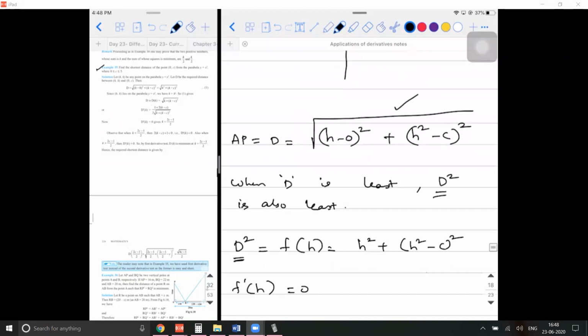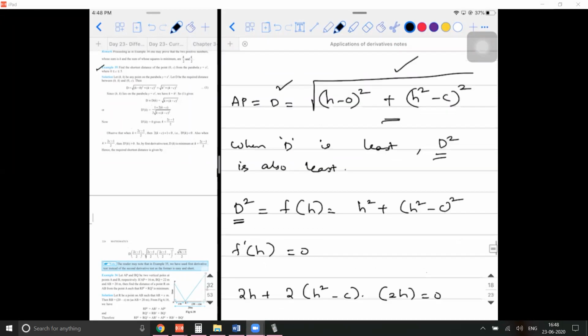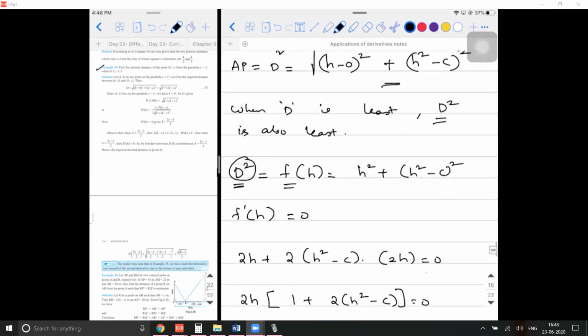That's what I took. So d is this thing. This is what I want to be the least value. Means what is the value of h I need to substitute is what I need to think of. Okay. So I'm telling that d square is nothing but a function of h. Because when I say d is least, d square is also going to be least. So when that is the case, it is going to be h square plus (h square minus c) whole square. This whole thing is a function of h. I hope it is clear to this step.